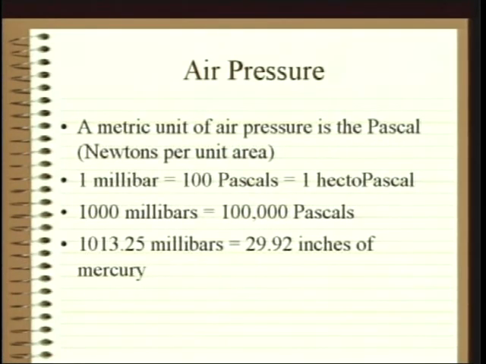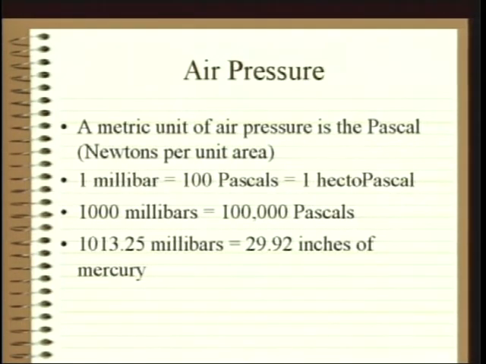More on air pressure. A metric unit of air pressure is the Pascal. That's Newton per unit area. When converting this from millibars into pascals or vice versa, it's a fairly easy conversion. 1 millibar is equal to 100 pascals, and when solving equations, usually the pressure is going to need to be in pascals. A millibar is also called a hectopascal. So a hectopascal and a millibar are the same unit. So 1,000 millibars is going to equal 100,000 pascals.